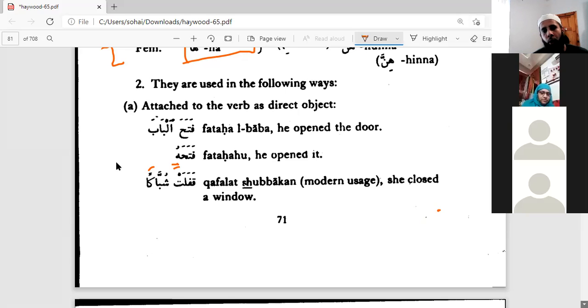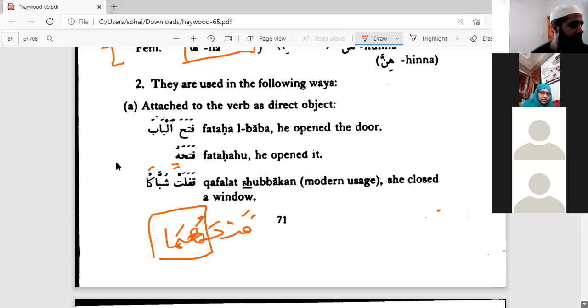So if you say he opened two doors, the ha is referring to two doors. So it's going to be fatahahuma. Why are we going to say huma? Because we're referring to two doors. He opened them two. Can you say that? He opened them two. Yes, so the pronoun here is referring to two doors.